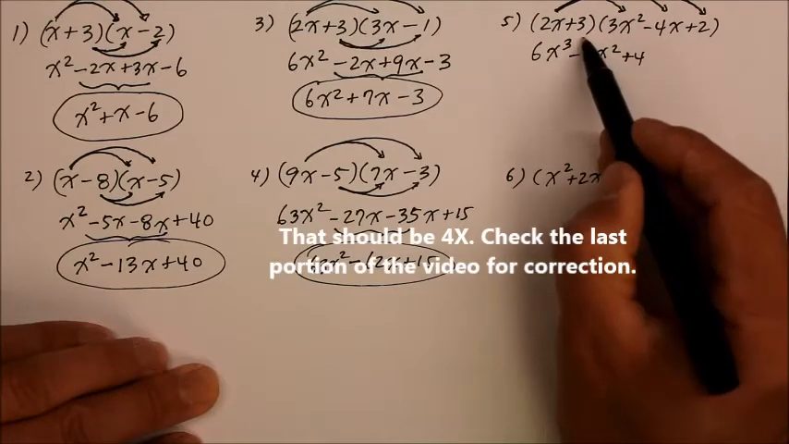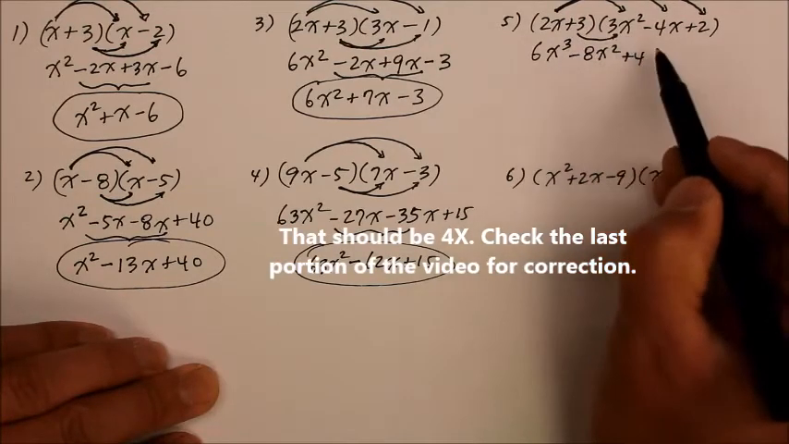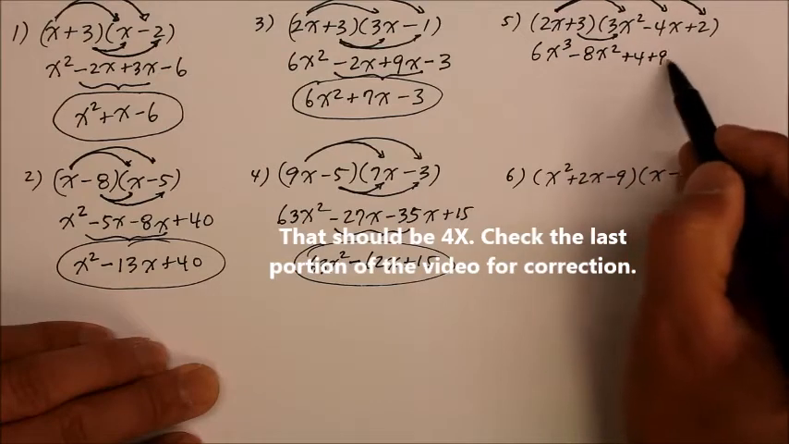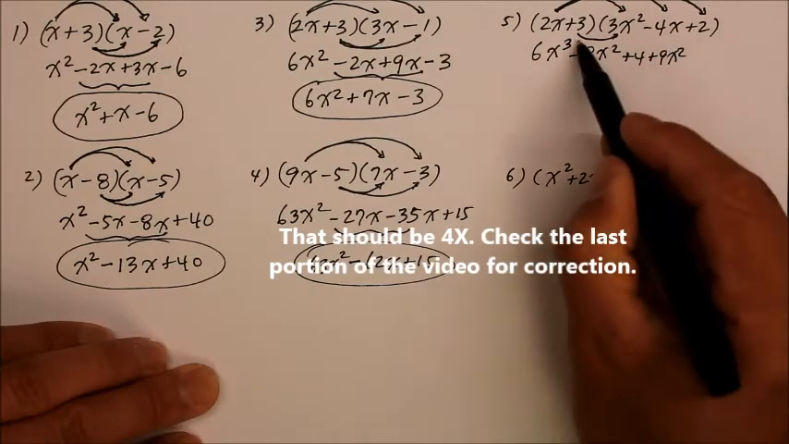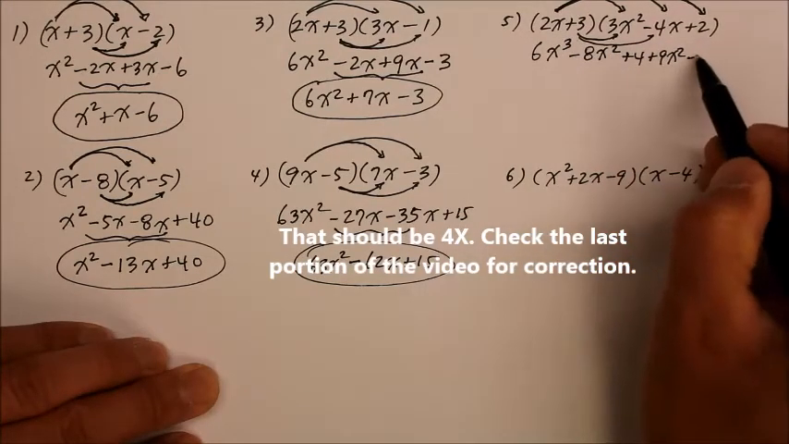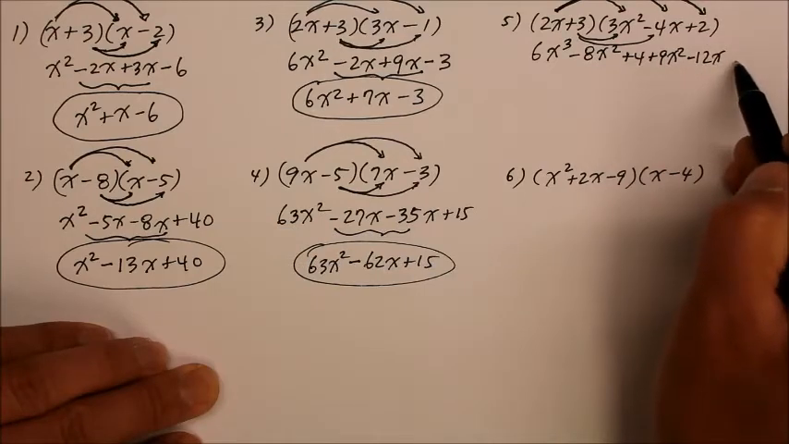Now the second flight attendant's turn. 3 times 3x squared is 9x squared. 3 times negative 4x is negative 12x. I hope you can see this. 3 times 2 is 6.